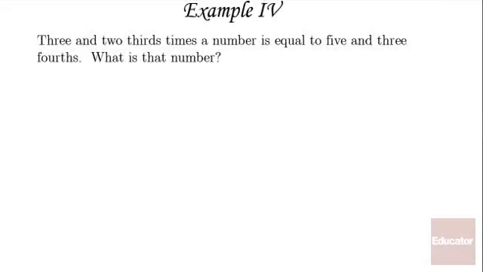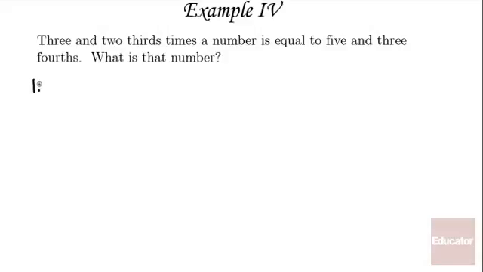In this example, you'll see that we're back to sentences. So we're going to have to take that extra step of translating the sentence into an equation before we can solve. 3 2/3 times a number is equal to 5 3/4. What is that number?